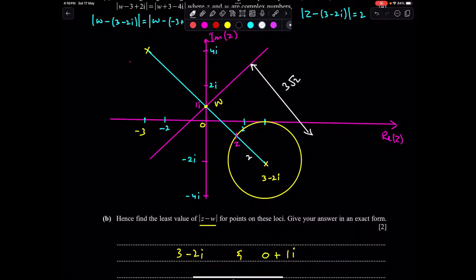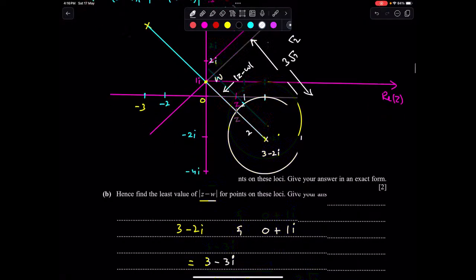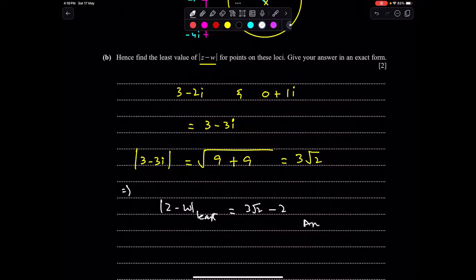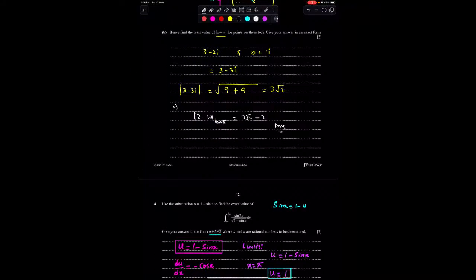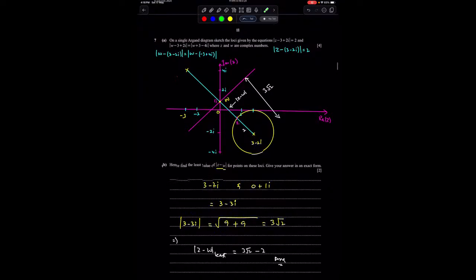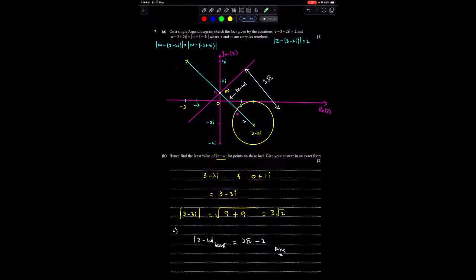And this radius is 2. So this length, Z minus W least, is 3 root 2 minus 2. That is the least value. So whenever you draw an Argand diagram, take the same scale on both the axes. Otherwise, it will create problems. And it is compulsory to take the same scale on both the axes.